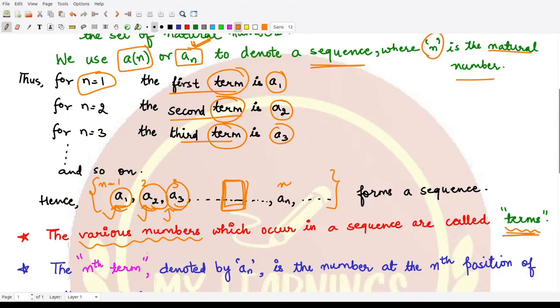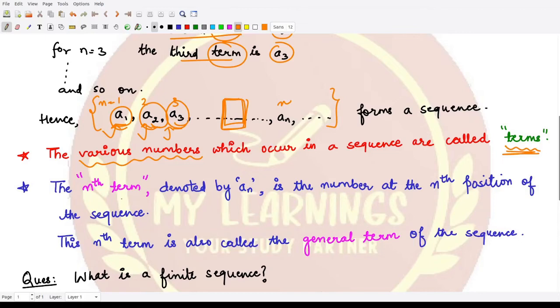And what does the nth term mean? The nth term, denoted by a subscript small n, is the number at the nth position of the sequence. We usually call this nth term the general term of the sequence. In order to move forward in this chapter, you should learn what the nth term and general term represent, and what the formula is. I'll be talking about the formula later on in this playlist.